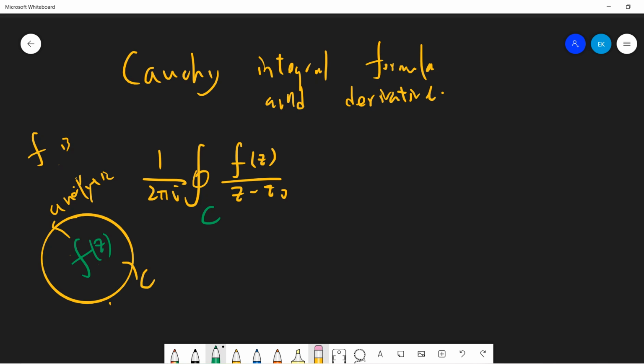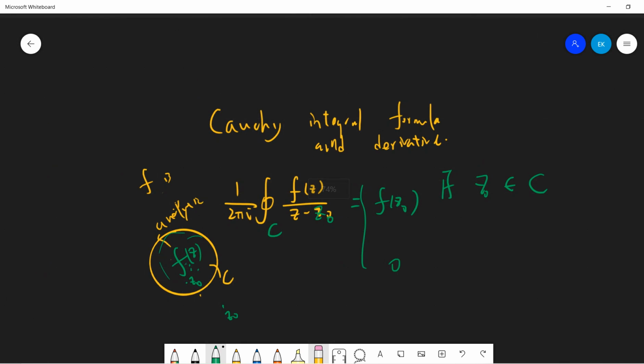Then the integral of f of z divided by z minus z0, where z0 may be either in or out, will be just f of z0 if z0 falls inside C. So if z0 is inside C, then this is f of z0, else it will be 0. Okay, so this is the Cauchy integral formula, and the else case being 0, I don't have to prove.